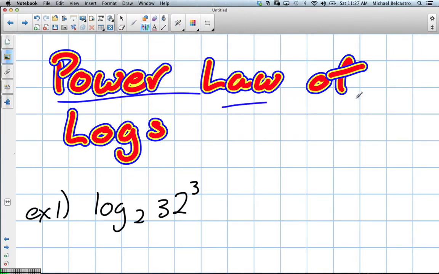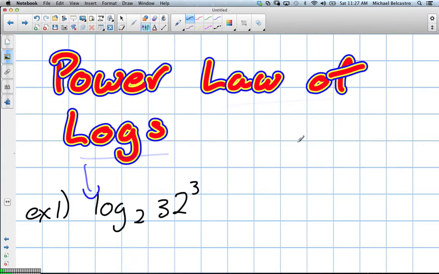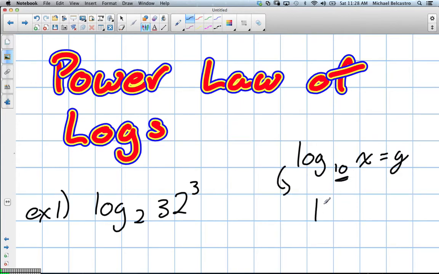Okay, power law of logs. So we've talked about log functions and how they relate to exponential functions, and I'm just going to quickly write this on top. Our log function, so say we have log base 10 x equals y. Okay, the base is still the base in our exponential function. Okay, this y becomes the exponent, and this value goes on the other side of the equal sign, becomes what it's equal to.